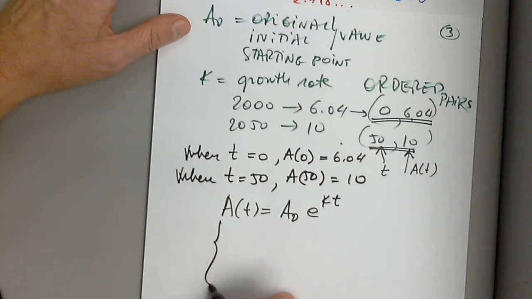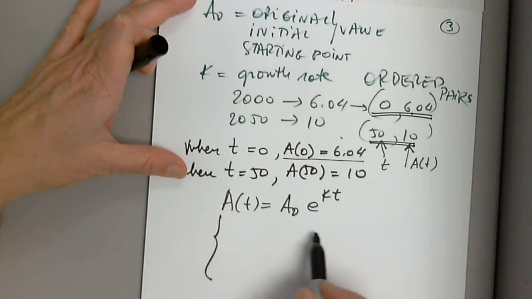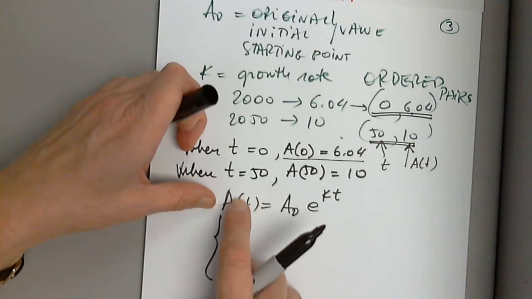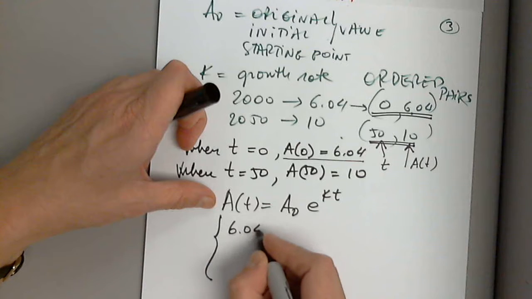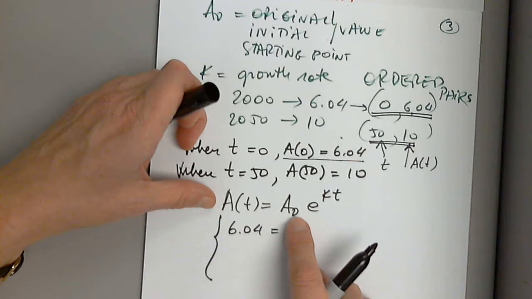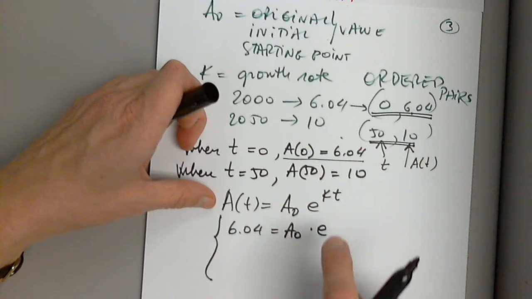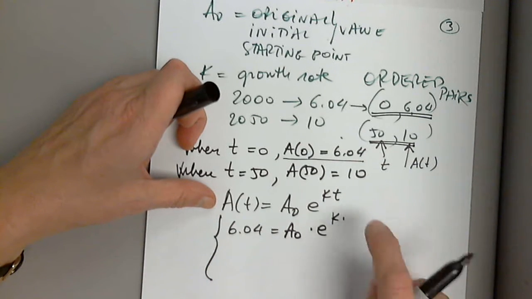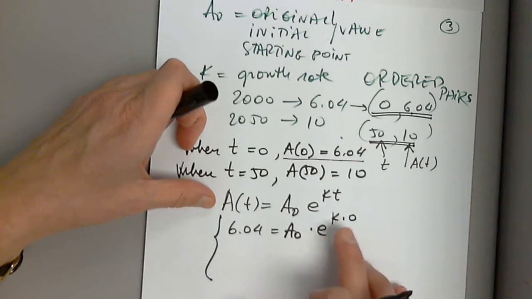Since I have two variables, I would like us to write two equations. So I would like you to dictate this equation for me and I will write it here. So I start here. How much? A of t. Which is? 6.04. Very good. Equals A0 times E to K, which I don't have, times? Perfect. So how much is K times 0? How much is E to 0?